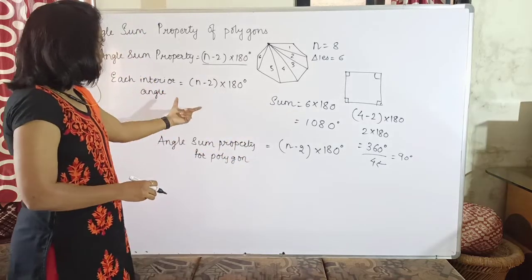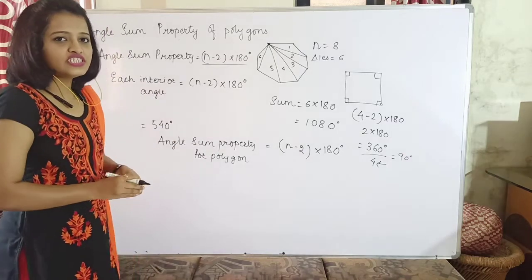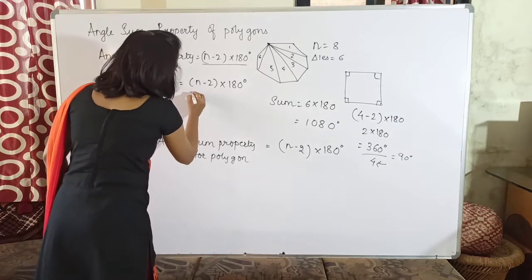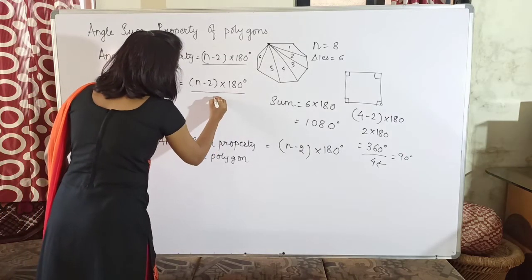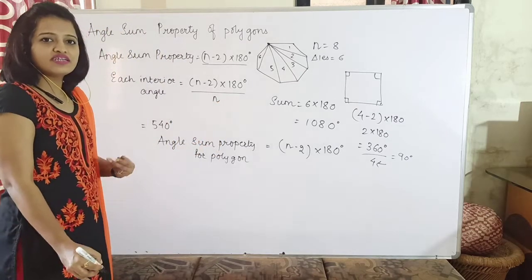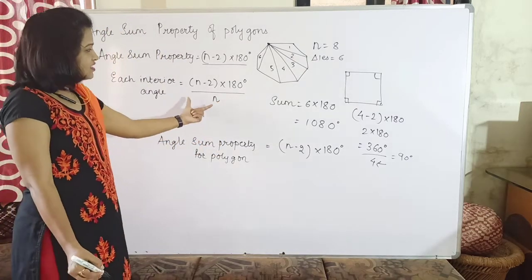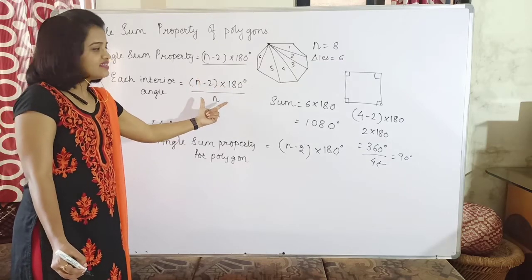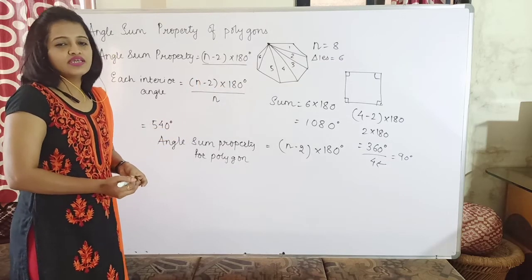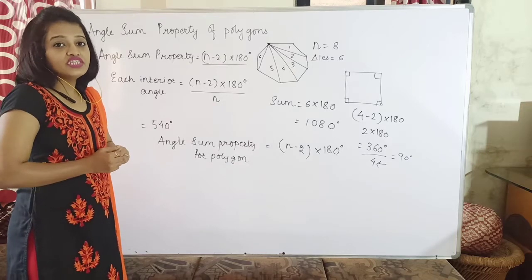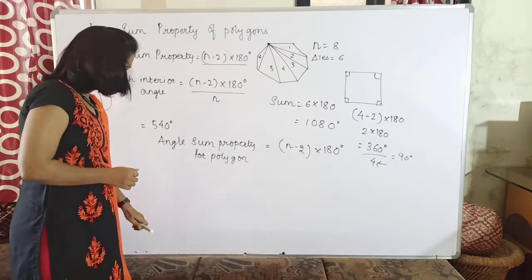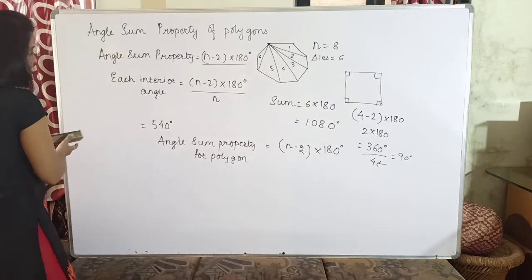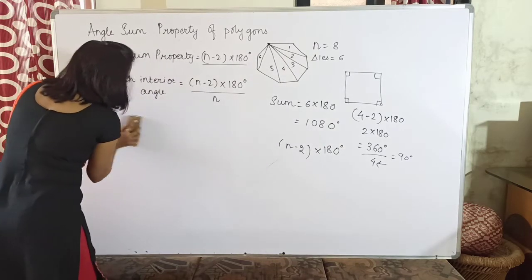It means if I have to find the value of each interior angle, I have to divide it by the number of angles, and the number of angles is nothing but the number of sides. So here I have divided the value by n, and this value will give me the measure of each interior angle in case of different polygons. Let us check for some polygon.